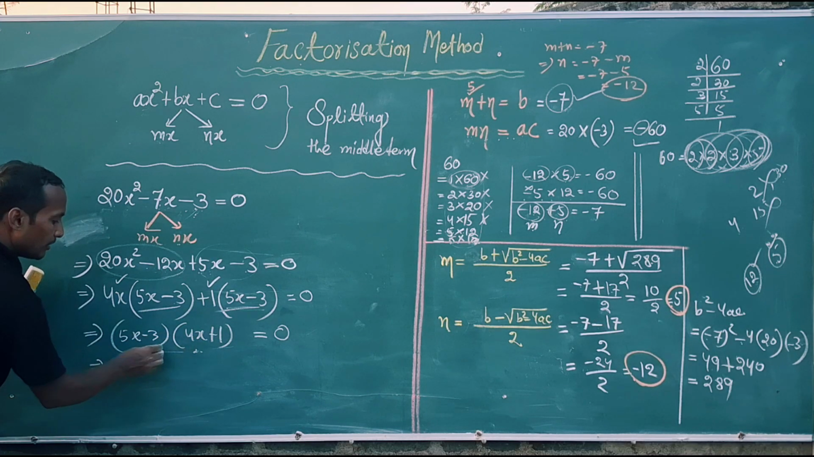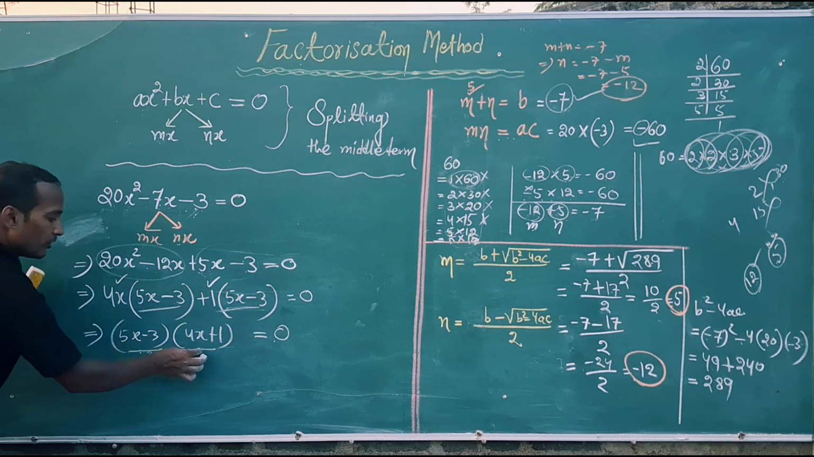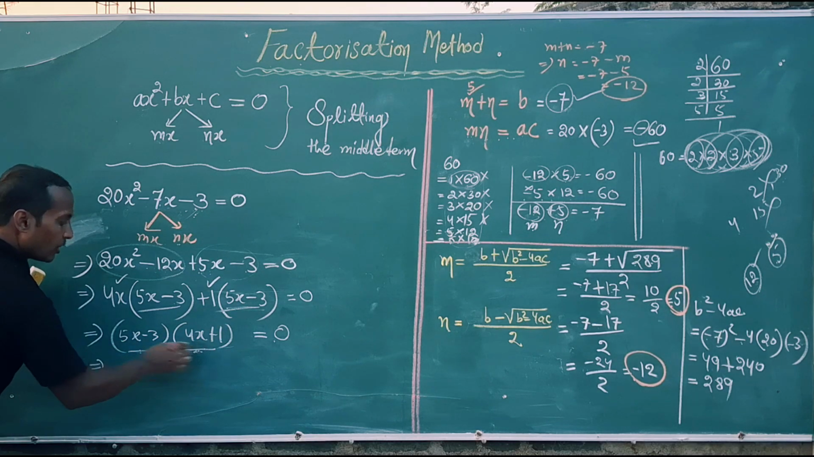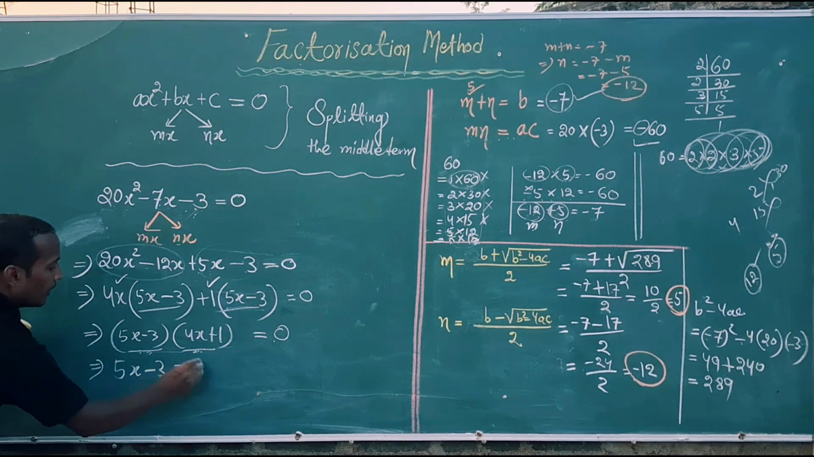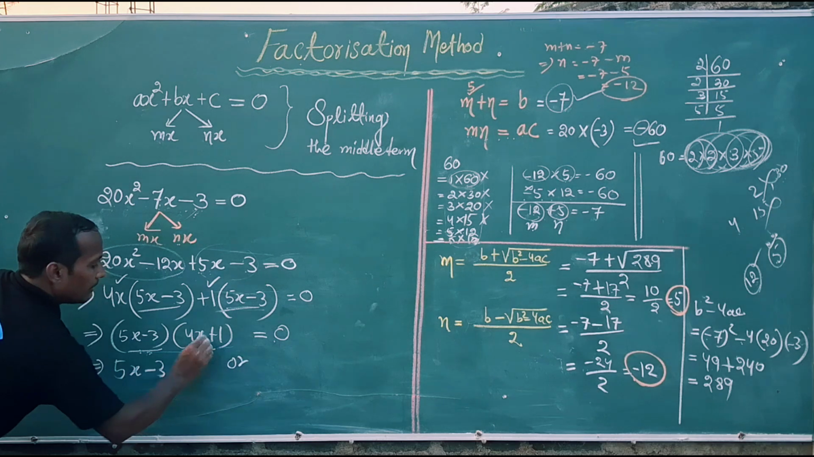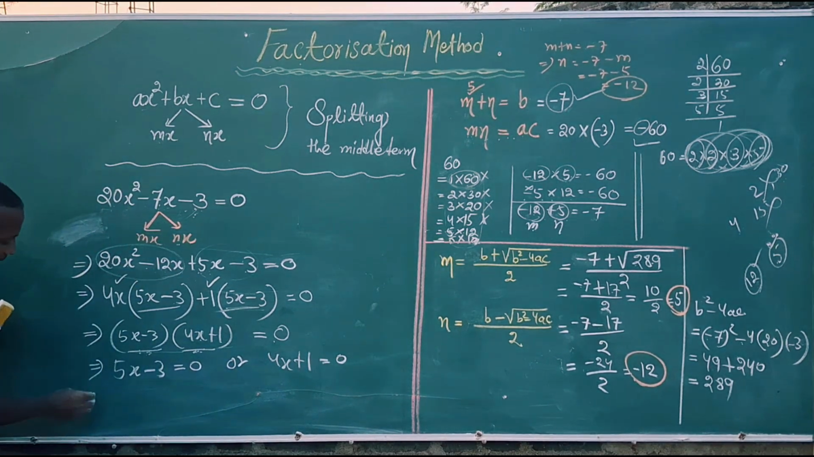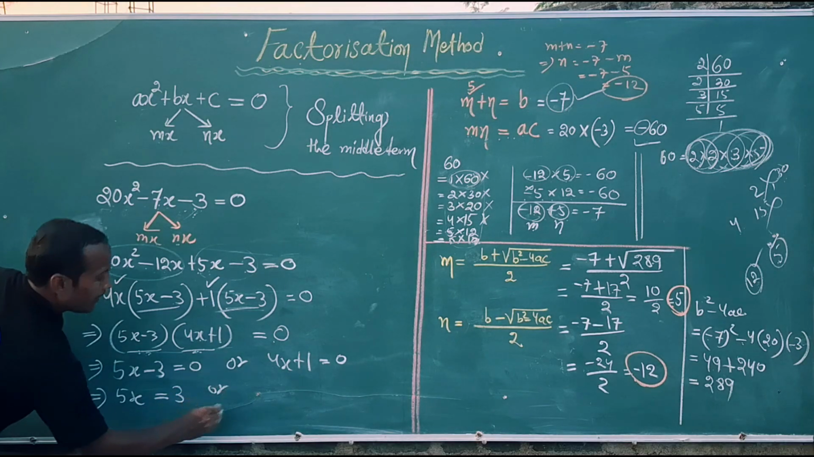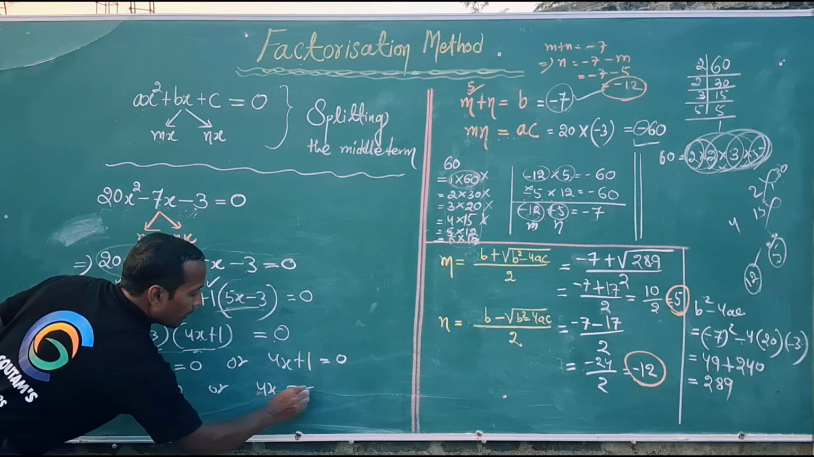2 things are multiplied here, this polynomial and this polynomial, giving you 0. It means either this is 0 or this is 0. If none of them is 0, you will not get 0. So either this is 0 or this is 0, or both of them are 0. So we can write 5x minus 3 is 0, or it may be that 4x plus 1 equals 0. Clear? Now we will write 5x is equal to, minus 3 goes to the other side, becomes plus 3, and here 4x is left on the left side and plus 1 goes to the right side, becomes minus 1.